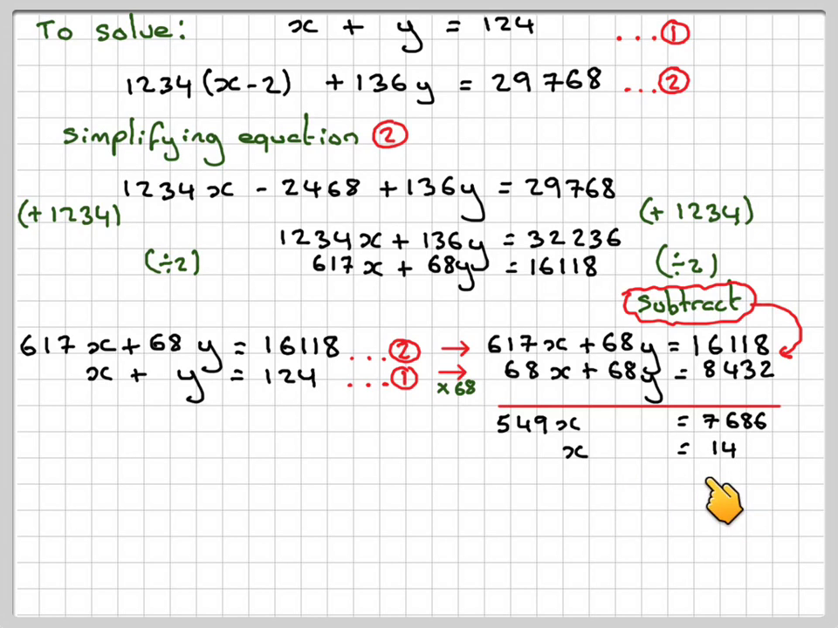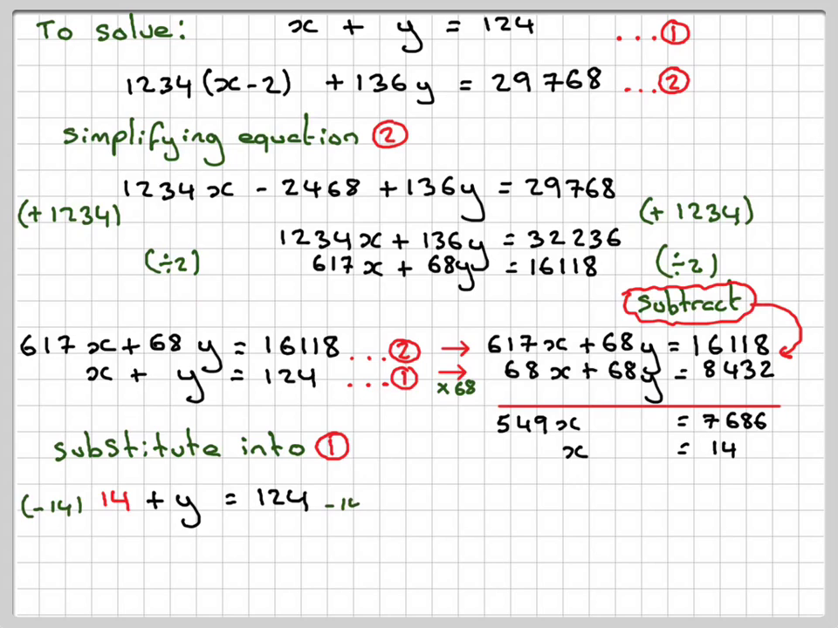Now, if we don't get a whole number here, in the context of the problem, we probably have made a mistake. Now, in order to find y, it's probably easier to substitute into equation 1. So we're going to have 14 plus y is equal to 124, and then subtracting 14 from both sides, we get that y is equal to 110. We should just check that in equation 2, which is this one here. So we need to do a check in 2.